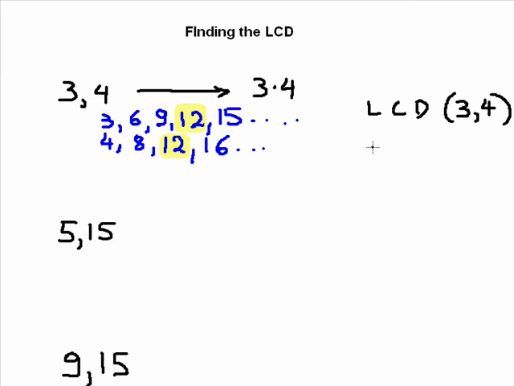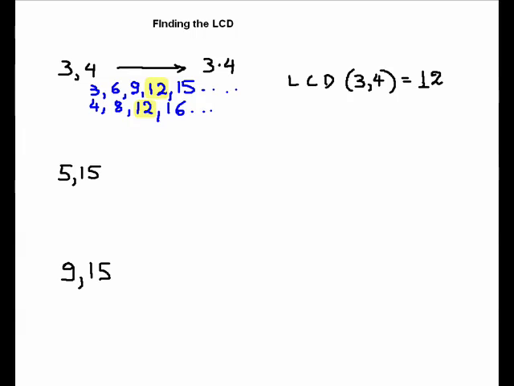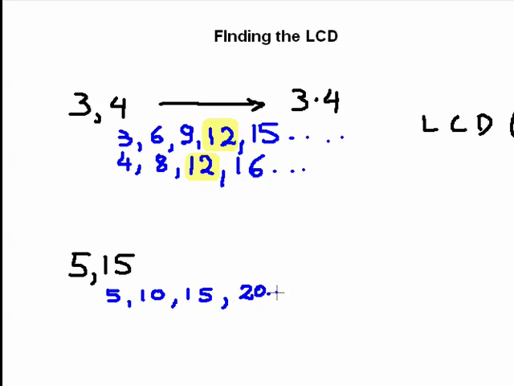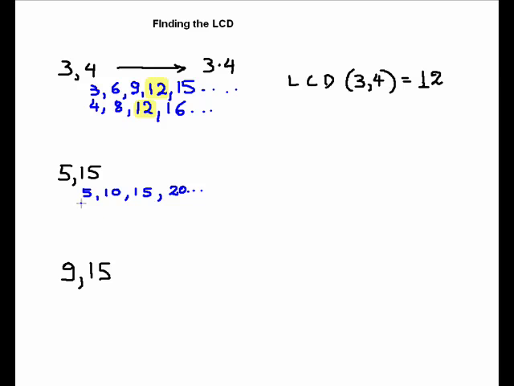That is 12. Let's take now the numbers 5 and 15. I will do exactly the same process that I did for the top numbers. 5, the next multiple is 10, the next one is 15, the next one is 20, and so on. I do the same for the number 15: 15, 30, and so on.